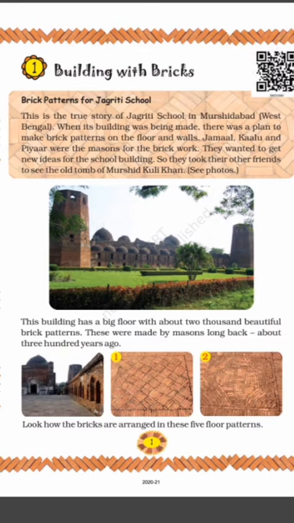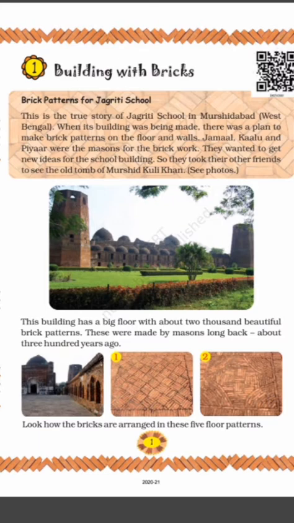See the photo. Downside you can see the photo in between. This is the photo of the tomb of Murshid Quli Khan. This building has a big floor with about 2000 beautiful brick patterns. They have made such beautiful patterns. See downside, 5 photos are there. First pattern, how nicely they made. Second one, it's a symmetrical pattern.